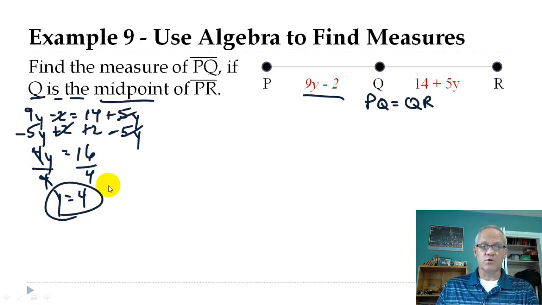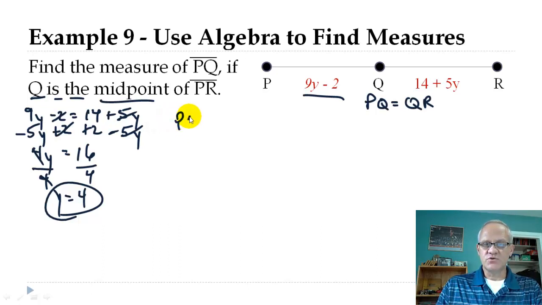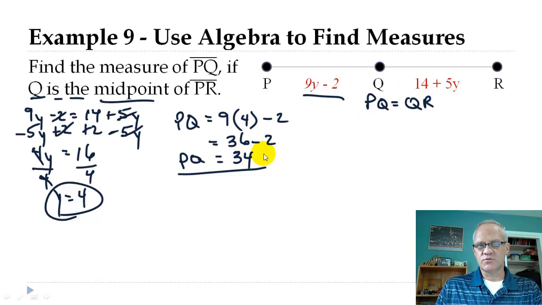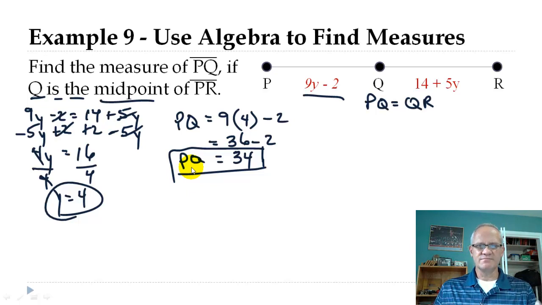All right, so y is 4, but that's not our answer, because what they're asking us for is what's the measure of PQ? 9y minus 2. So to find PQ, it's going to be what? 9 times y, which is 4. We're going to substitute that in, and then minus 2. And then we just work that out. 9 times 4, 36, minus 2, 34. And so it looks like the distance of PQ is 34. No units of measurement, so we won't write that in there. We'll just write 34. PQ is 34. Isn't that fun? Next one.